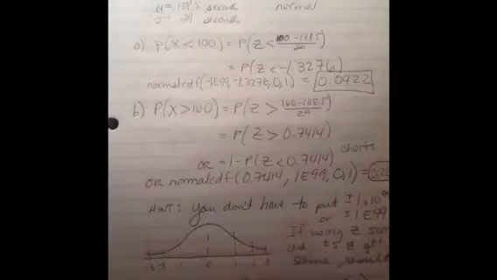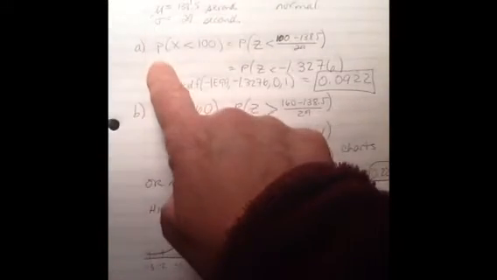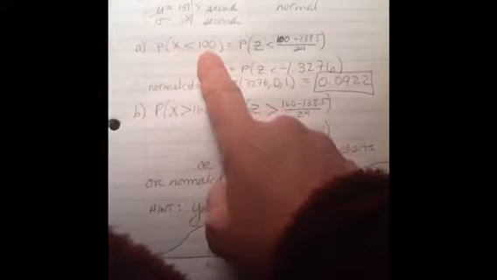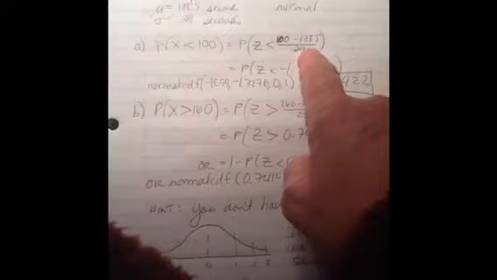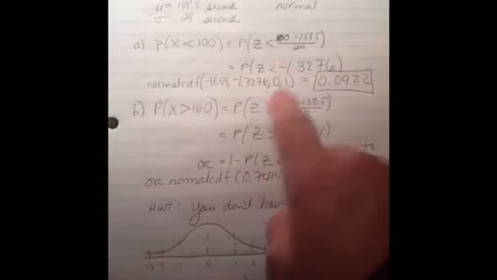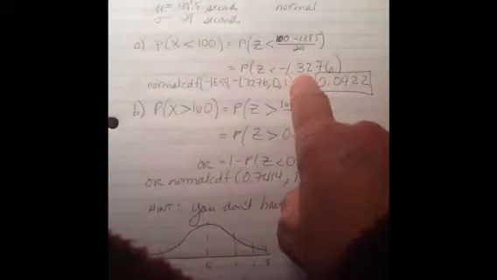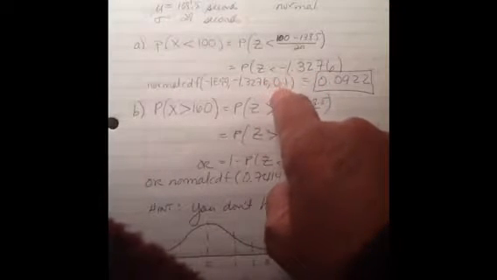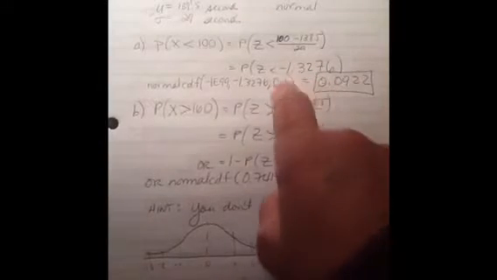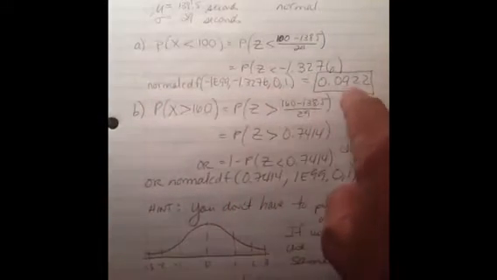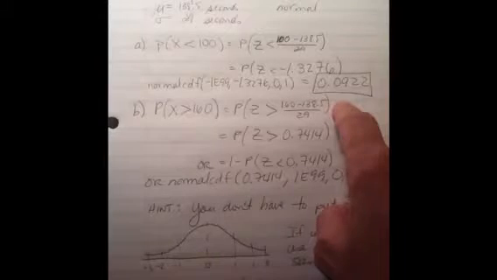Part A is telling us: what is the probability that a randomly selected car will get through the Wendy's drive-thru in less than 100 seconds? So again, I'm looking at the probability that some random variable is less than 100. I'm looking at my z-score, 100 minus 138.5 divided by 29. I get this as my z-score. Using my normal CDF, I would get that my probability is 0.0922.